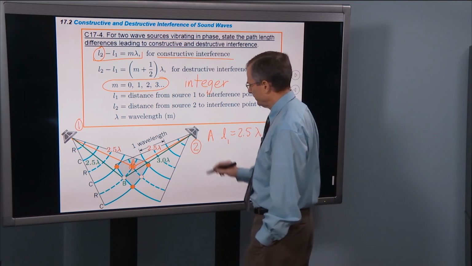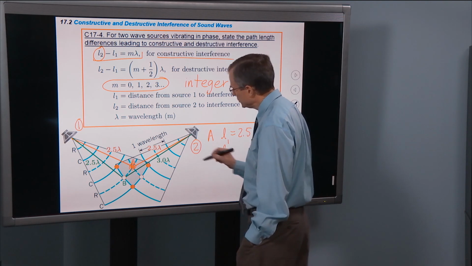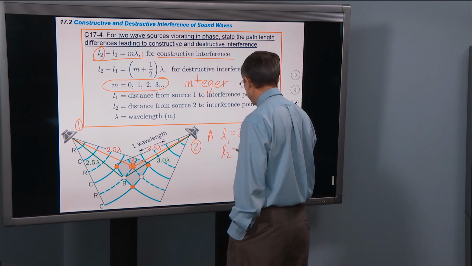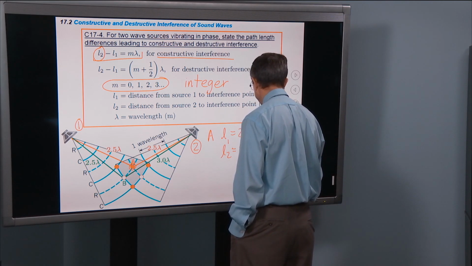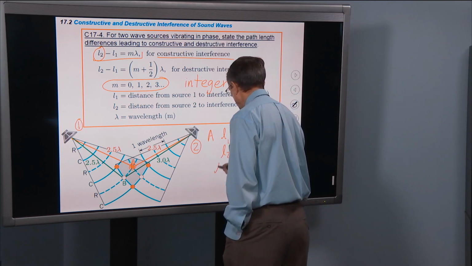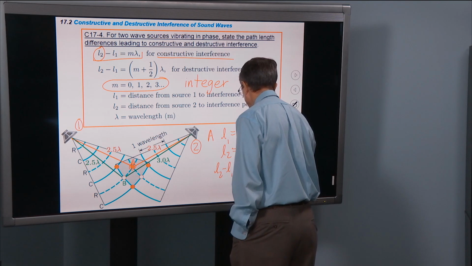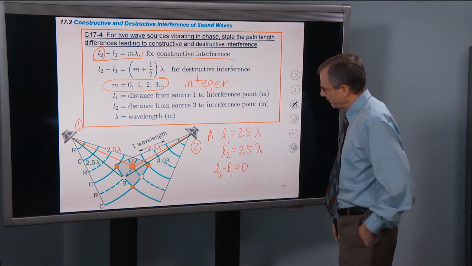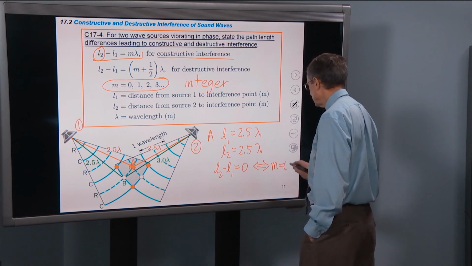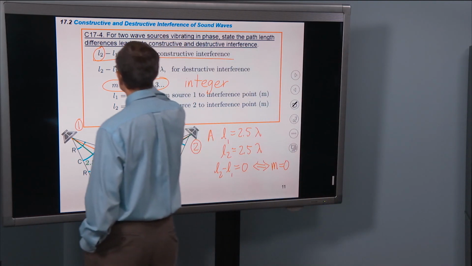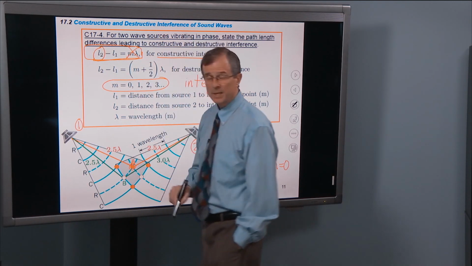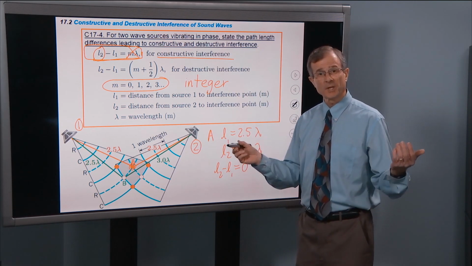Well, what's L2? L2 is the distance between speaker 2 and point A, which is also 2.5 wavelengths. And we're getting constructive interference. So what's L2 minus L1? Well, it's 0. And that coincides with m equals 0. So it's this equation right here. If you put m equals 0 into this equation, the right side is just 0, and L1 equals L2, and you get constructive interference. No big deal.